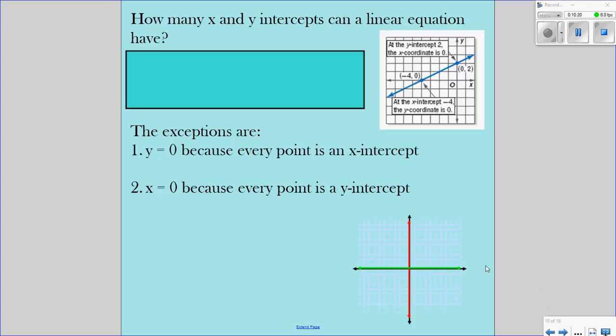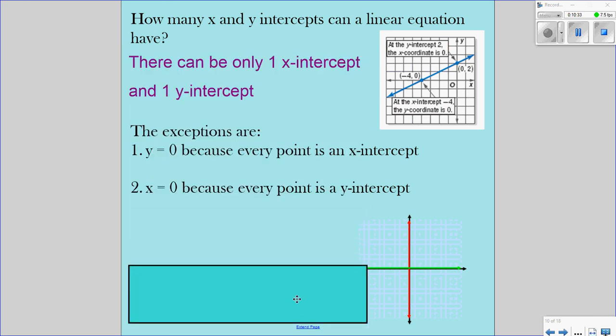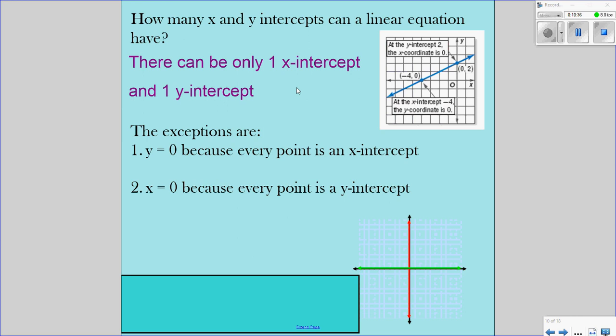Okay. So how many x and y intercepts can a linear equation have? Just by looking at the graph, how many can each of them have, the x and the y? If you said 1 for each, good. There can only be one x-intercept and only one y-intercept. The exceptions are if y equals 0, because every point is an x-intercept, and if x equals 0, because every point is a y-intercept. So if you look at this graph, if you have y equals 0, it is going to be horizontal.